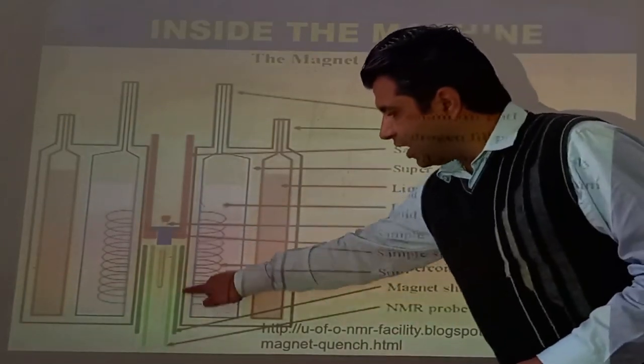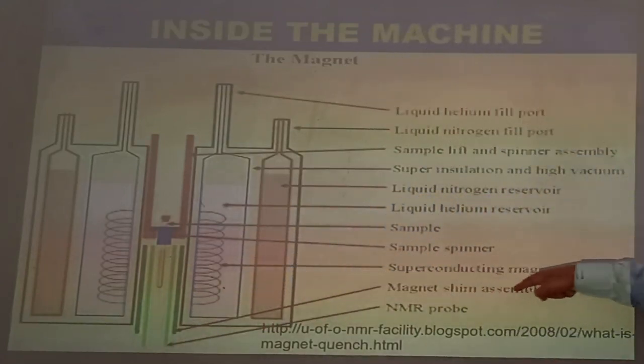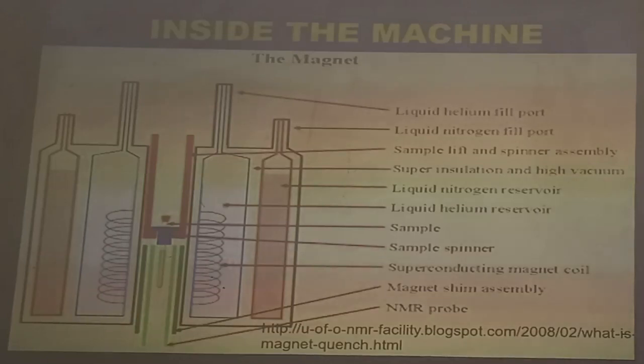These dark green lines indicate the magnet shim assembly. Now what is that? You are providing a magnetic field of constant strength. You do not change the strength of the magnetic field during this experiment or during operation. But still, this magnetic field could be inhomogeneous. It may not be homogeneous. Because of several factors, your sample may be getting an inhomogeneous magnetic field.